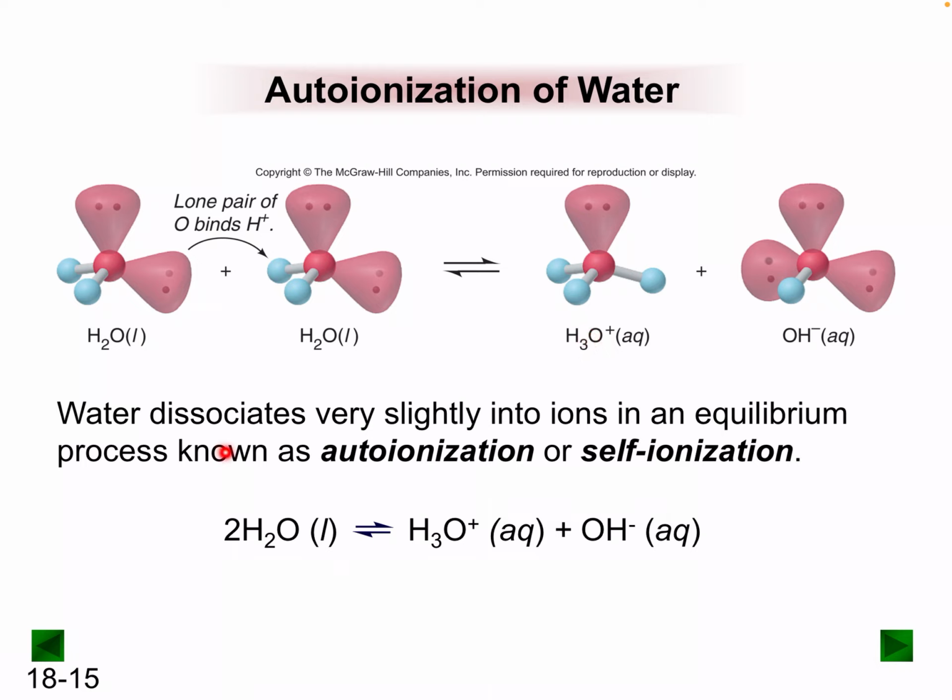Okay, so water dissociates very slightly into ions in an equilibrium process known as autoionization or self-ionization. So basically, when you have two liquid water molecules, you have one hydronium ion and one hydroxide ion, and that is called autoionization of water or self-ionization.